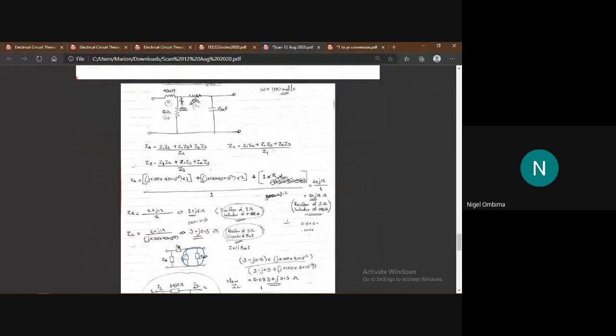You now are supposed to convert the T network into a pi network. So we use this: ZA is equal to this, ZB is equal to this, ZC is equal to this. Now, this is my Z1, this is my Z2, this is my Z3. This resistor is Z2, this one is Z1. You can notice that it's not a reciprocal network because Z1 is not equal to Z2. Or is it symmetrical? Okay, either you can look it up. But here it doesn't matter.